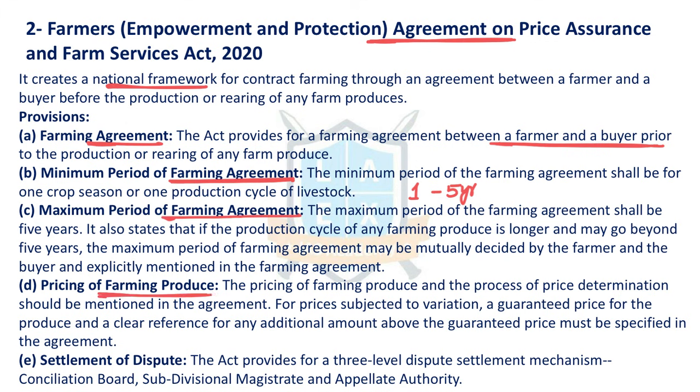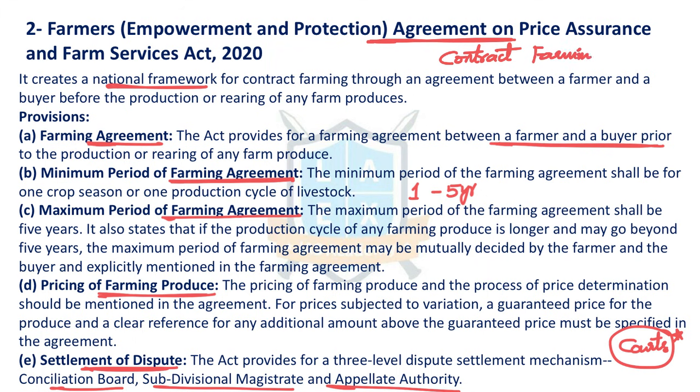Pricing of farm produce is based on the quality. For the settlement of disputes, a conciliation board, subdivisional magistrate, and appellate authority are maintained. Now we cannot approach normal courts in case of any conflict in enforcing this particular contract. So this contract farming method is good. But some of the poor farmers might not have the wherewithal to go to these bodies. They can go to courts, but they might not reach these. That's one more criticism with regard to this.